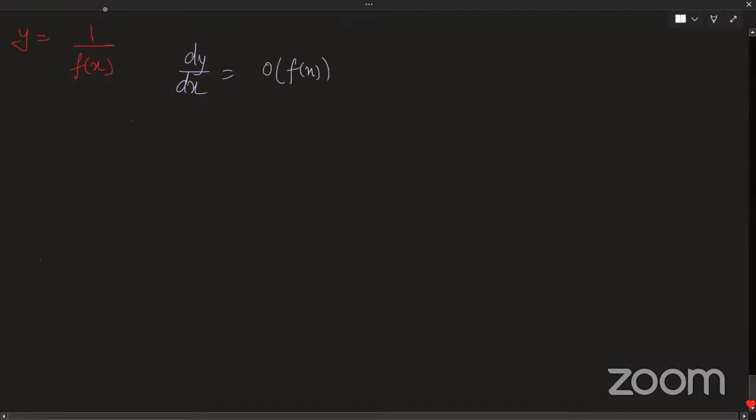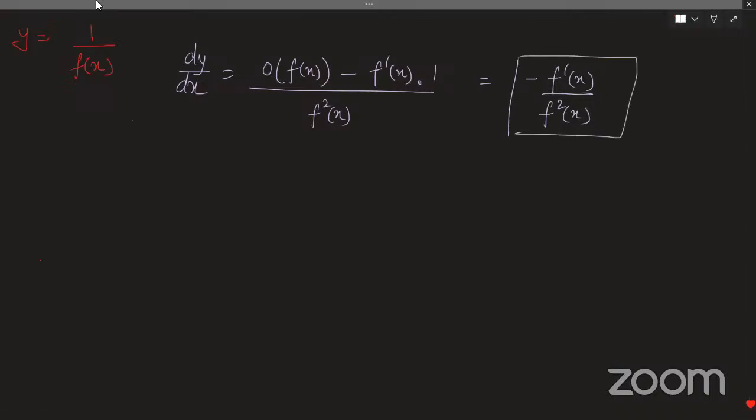Into, you keep your denominator as it is, minus. Now you differentiate your denominator, so it can be written as f dash x. And you keep your top as it is, into 1. Whole divide by f square x, right? So it becomes minus f dash x divided by f square x.